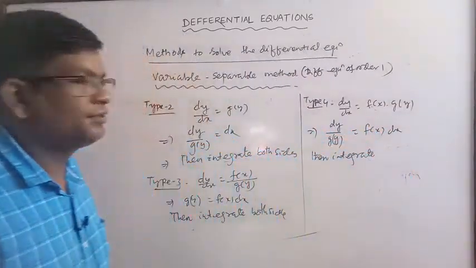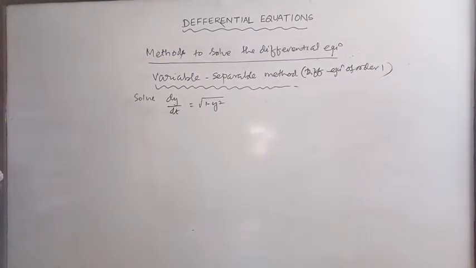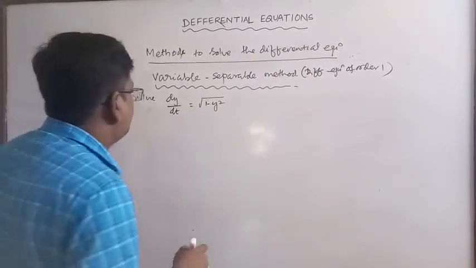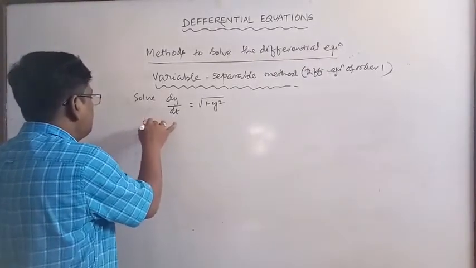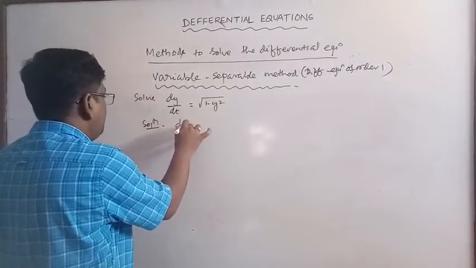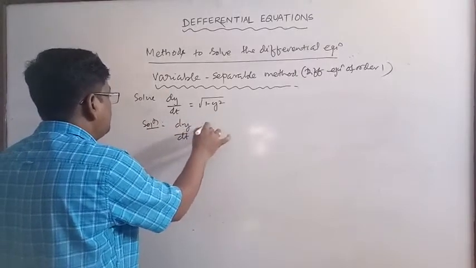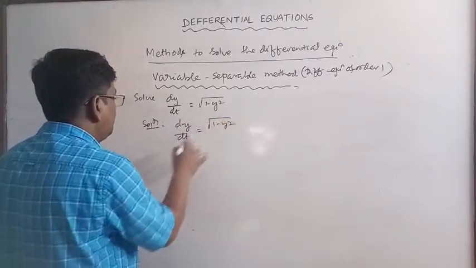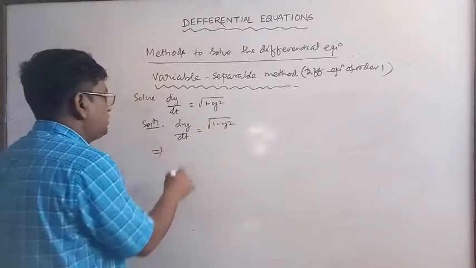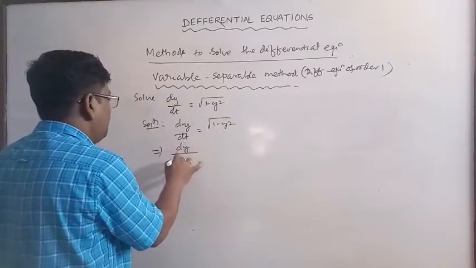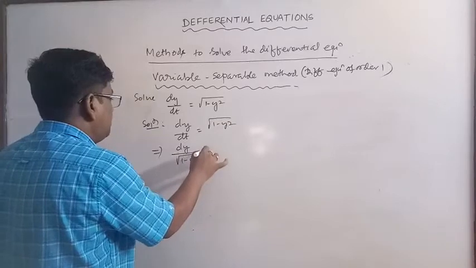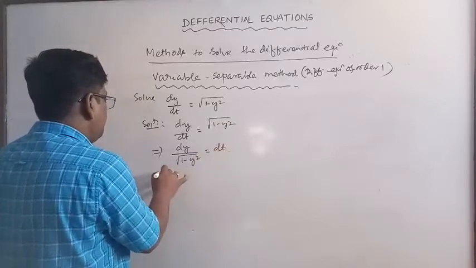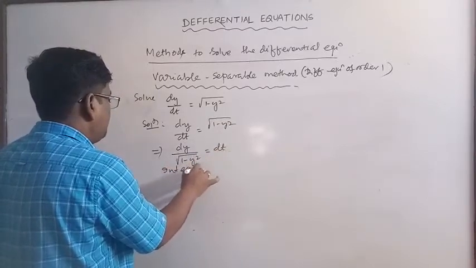Now questions. Solve dy by dt is equal to the square root of 1 minus y square. Solution: dy by dt is equal to root of 1 minus y square. Now apply the variable separation method: dy by root over 1 minus y square is equal to dt. Integrating both sides.